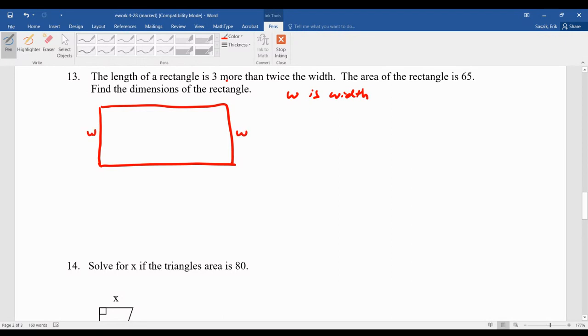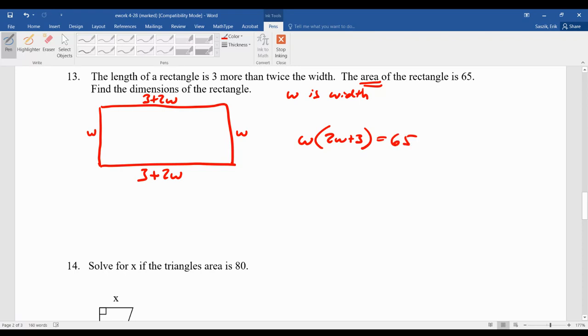Now it says the length is what? 3 more than twice the width. 3 more means 3 plus, and then twice the width would be that. So I'm going to have an equation now. Remember, it doesn't give me perimeter, it gives me area. Area is length times width. So W times, I'll write it as 2W plus 3, but that's just length times width, has to be 65.